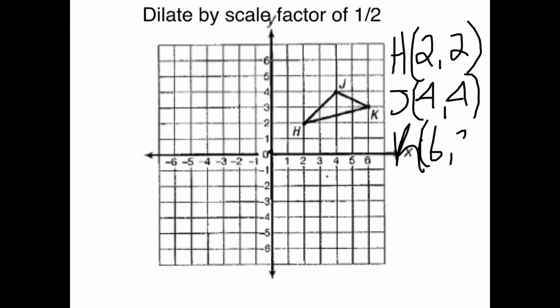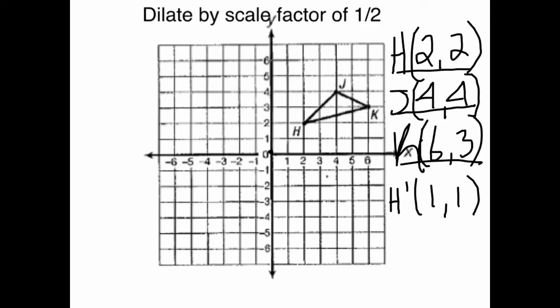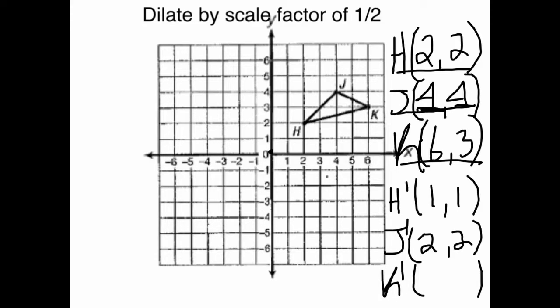is at 6, 3. Now, what I'm going to do is multiply each one of these numbers by 1/2 to get my new coordinates. So if I multiply 2 and 2 by 1/2, half of 2 is going to be 1. So H prime, the coordinates will be at 1, 1. Now, J, if I multiply 4 and 4 by 1/2, both of those will come out to 2 and 2. And lastly, K prime. If I multiply 6 and 3 by 1/2, that's going to come out to 3 and 1.5. Now, I'm not going to take time graphing this.